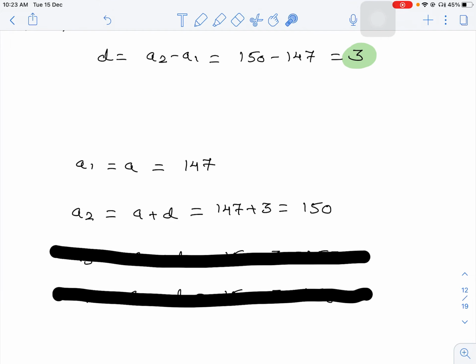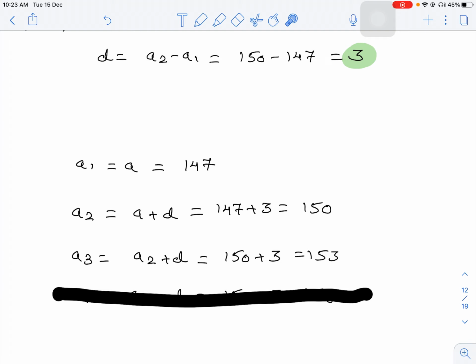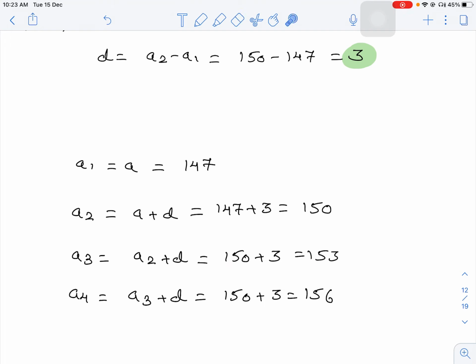Now A1 is written as 147. A2 can be written as A plus D. A means first term plus difference, so that is 147 plus 3, which is 150. Now A3 can be written as second term plus difference. So the second term is 150, so we have written 150 plus 3, that is 153. A4 can be written as third term plus difference, so that is 153 plus 3, 156. And in this way we can find any term.